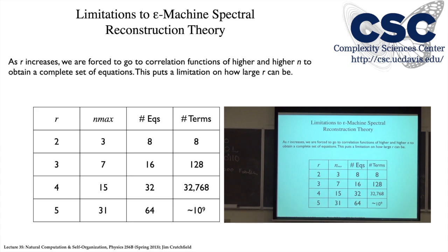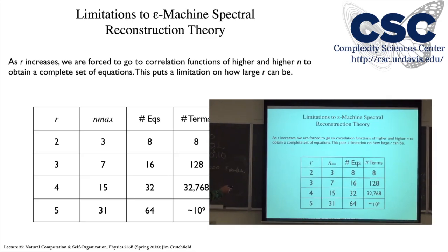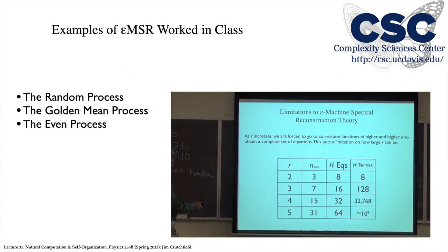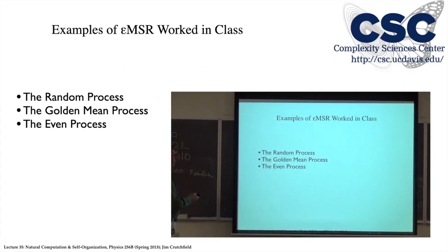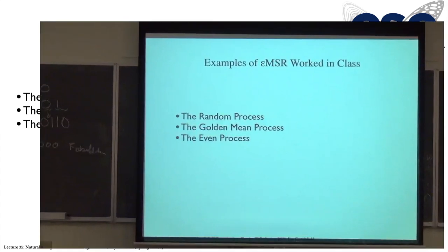So let's do a couple of examples, some of the examples that we've looked at. I'll show you what you do when you do epsilon machine spectral reconstruction. We call it eMSR. I want to treat three processes: the random process, the golden mean, and finally this infinite range, infinite memory process, if you will, the even process, and see how close we come.